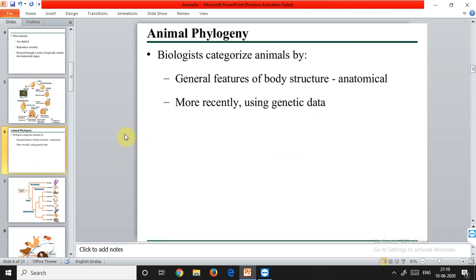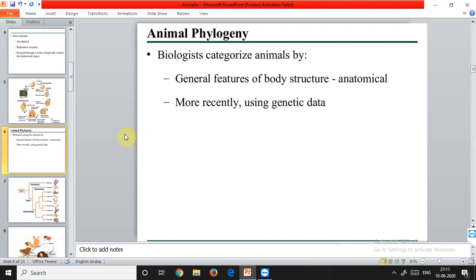So now, what is animal phylogeny? So the biologists, they categorize animals on some basic criteria. So what are the two main criteria? The first was general features of the body structure. That is, they considered the anatomical features, like the features that can be seen from the outside. And then the second one, which was most recently used and is considered more appropriate, they use the genetic data.